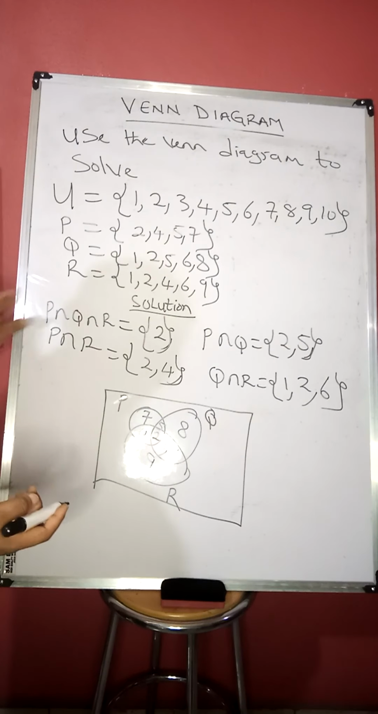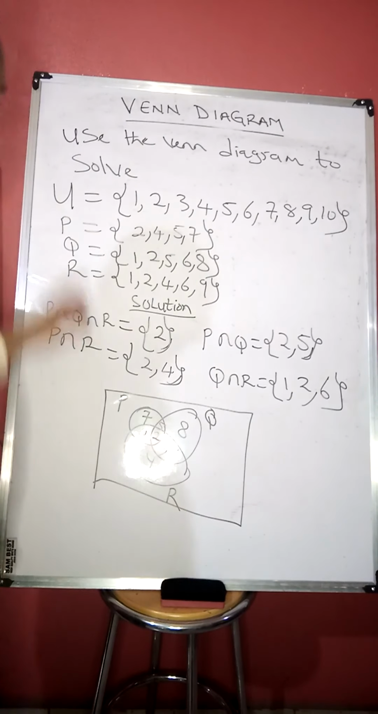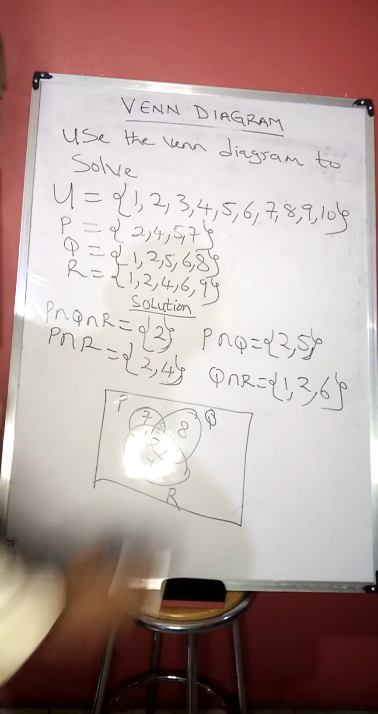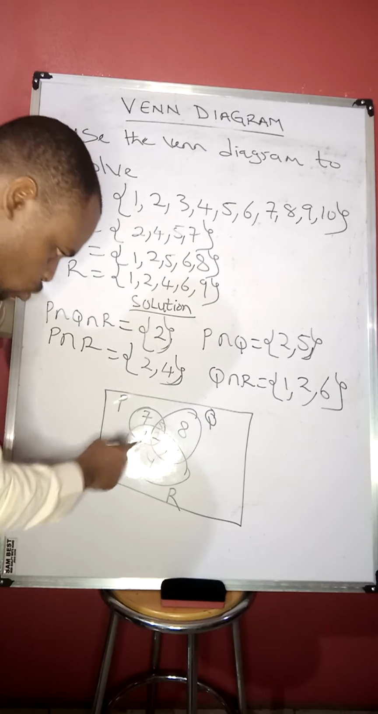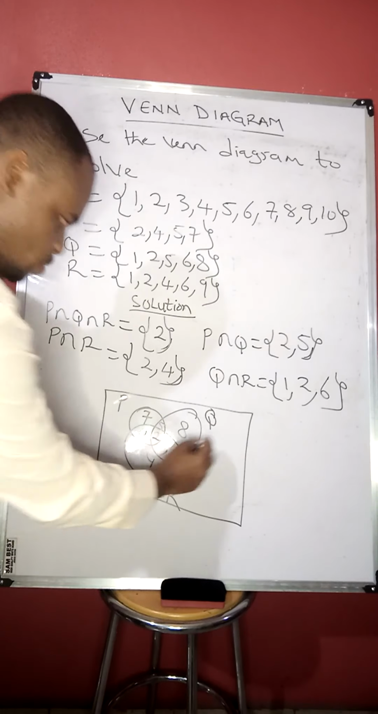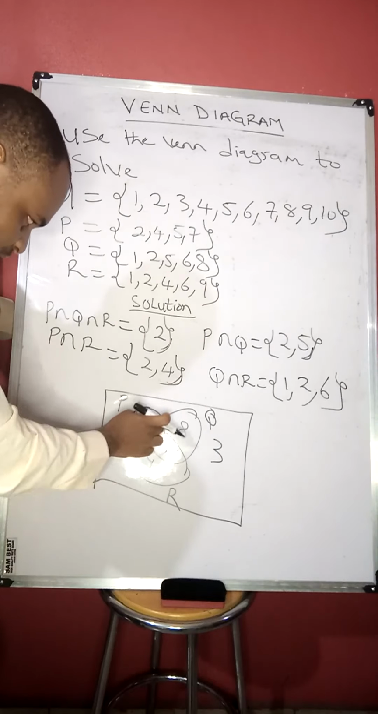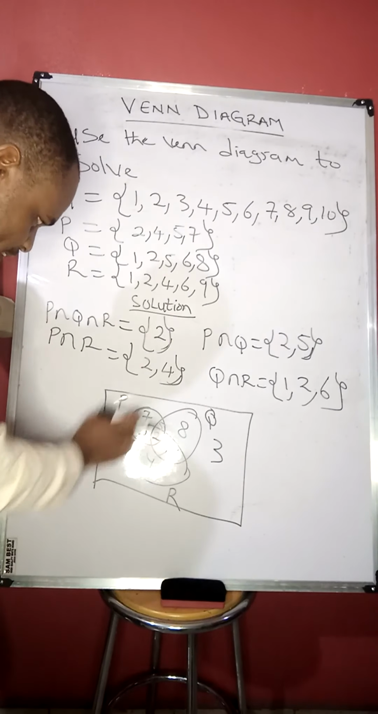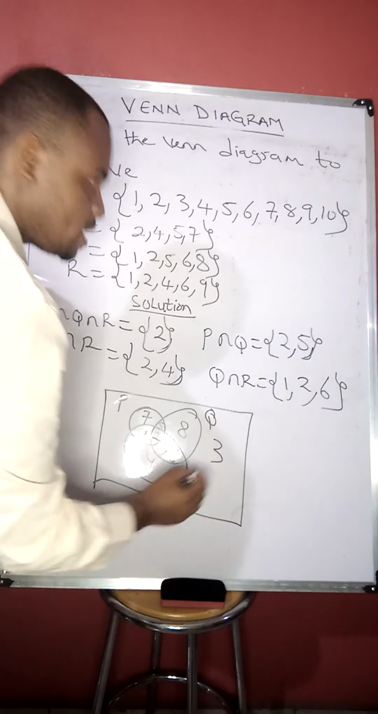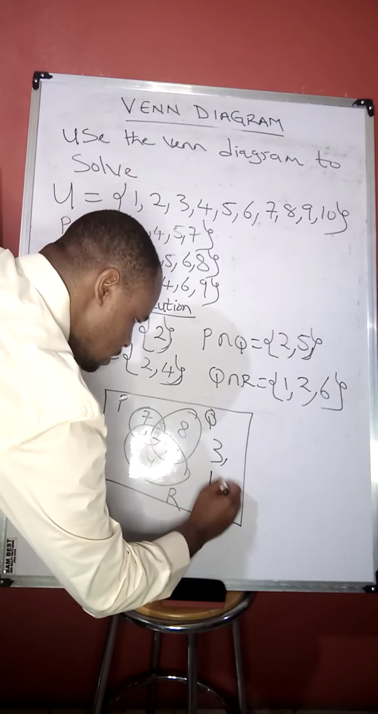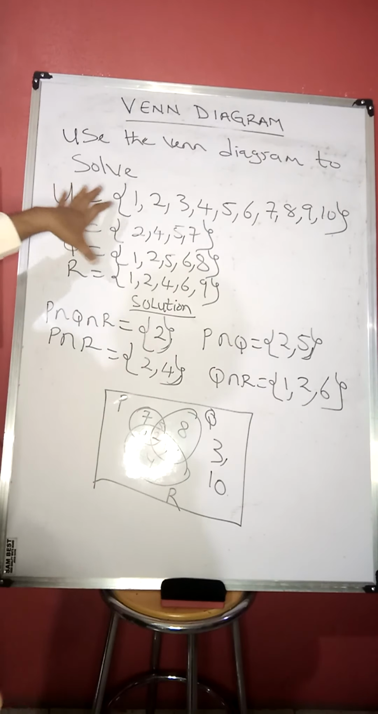Let's see if it's all, if all the numbers have been captured, because we still have the universal set. The universal set says it's from 1 to 10. Is there any element that we've not written from 1 to 10? Let's see. I have 1. I have 2. Do I have 3 anywhere? No 3 anywhere. So it means 3 will be coming outside. Then I have 4. I have 5. I have 6. I have 7. I have 8. I have 9. The next thing I don't have is 10. So I'll be writing 10. Alright.